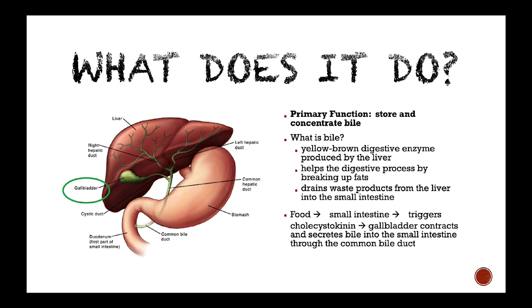So, in short, with that process, you eat food that contains fat. The food enters the small intestine, triggers CCK, or cholecystokinin, which is a hormone, which tells the gallbladder to contract and secrete the stored bile, which then starts the digestion process.